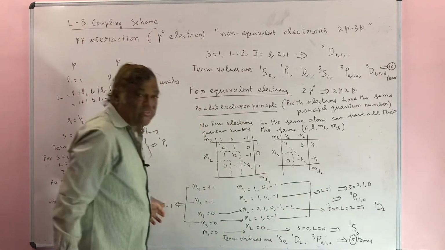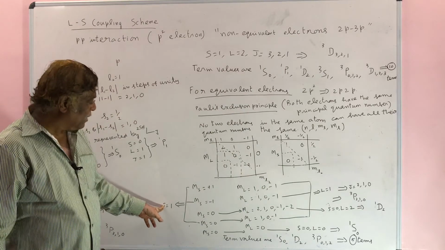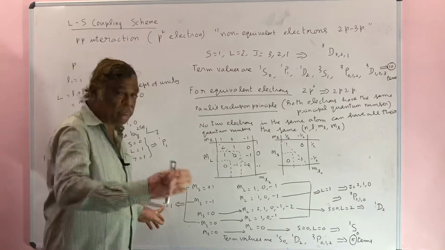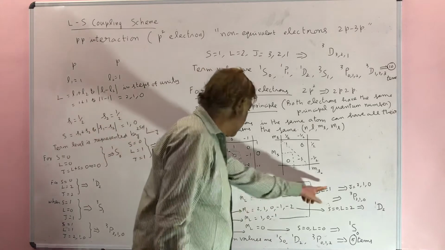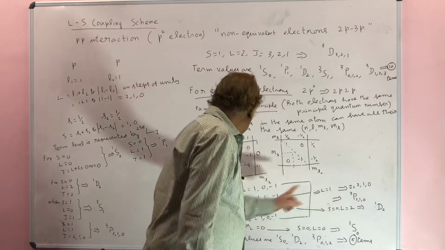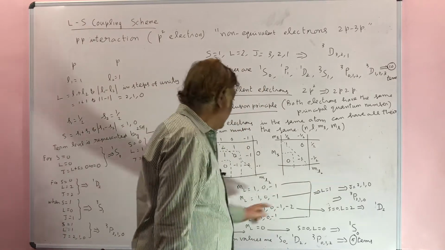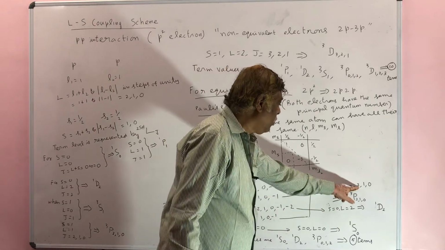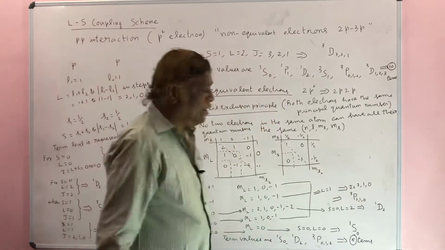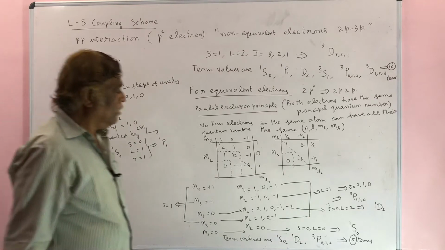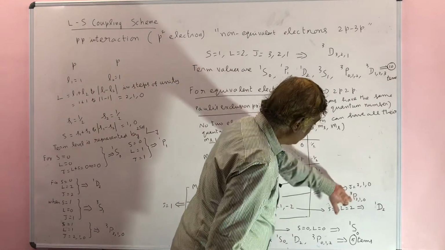So what are the values of J? J will be L plus S to L minus S in steps of unity. So L plus S is 2. With S is equal to 1, L is equal to 1, J is equal to 2, 1, 0. So there are three possibilities. These three terms correspond to the level.